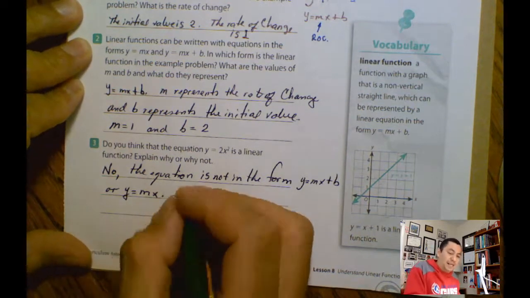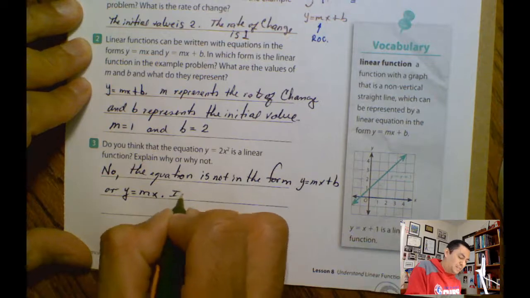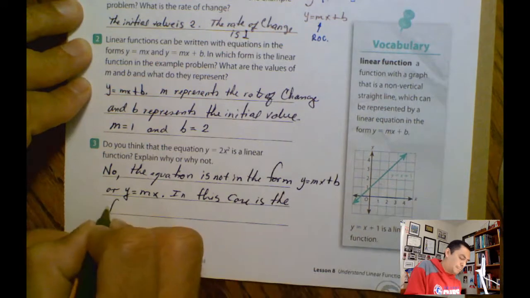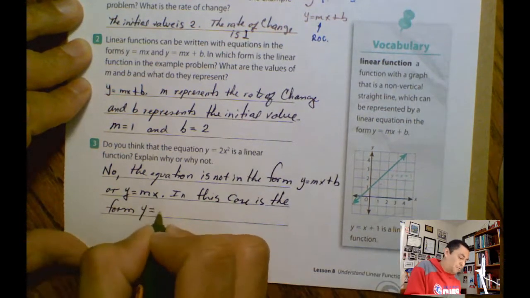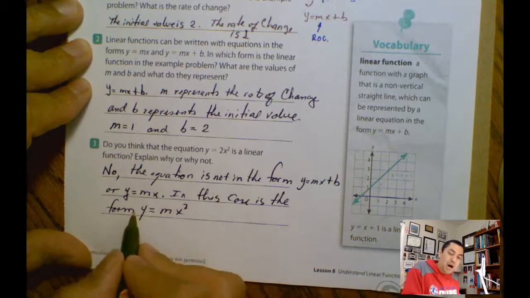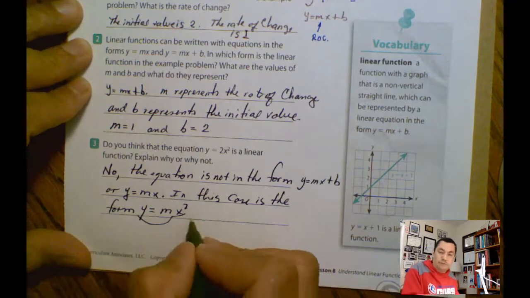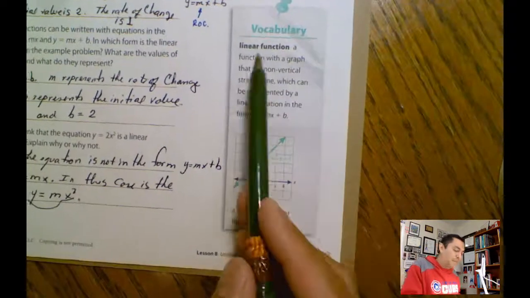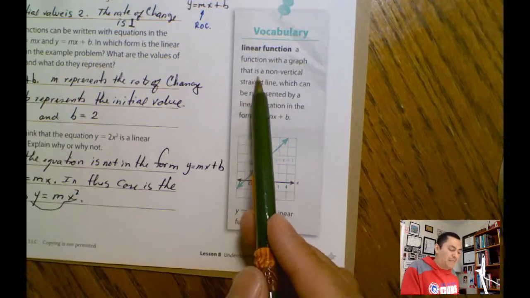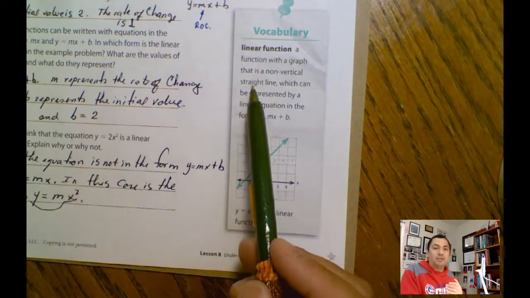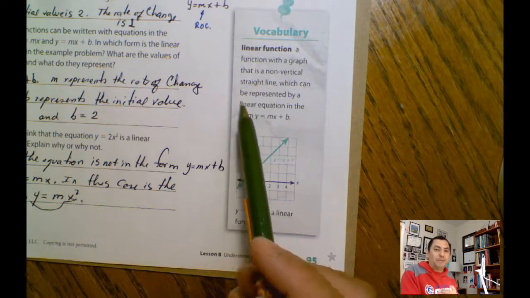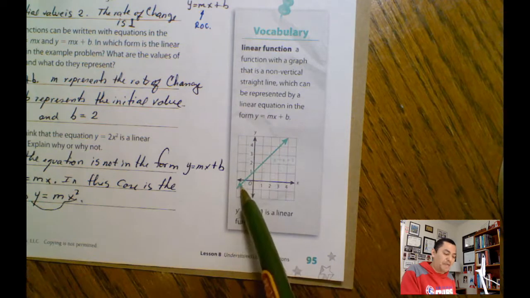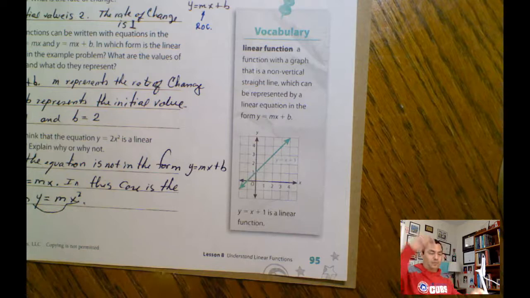In this case, it is the form y equals mx squared, which is not a linear function. So that will be the solution. Remember the definition that we've been working with: a linear function is a function with a graph that is a non-vertical straight line, which can be represented by a linear equation in the form y equals mx plus b, and your graph is a straight line. Okay, it's a straight line.